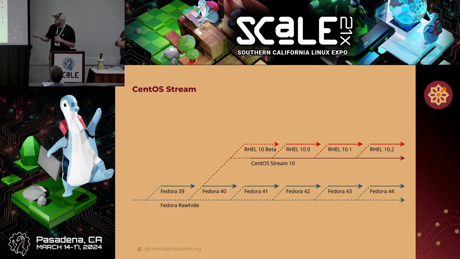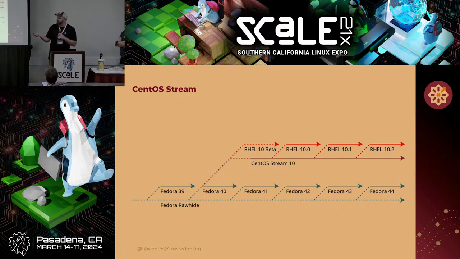And we are actually right about here right now. We're in the last bit of the Fedora 40 development thing. We're about to break off the sync. We've already got the first initial composes to make sure everything works for CentOS Stream 10, but they're nowhere near the point where you should start using them.